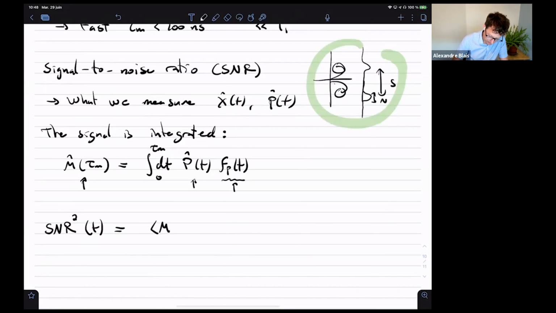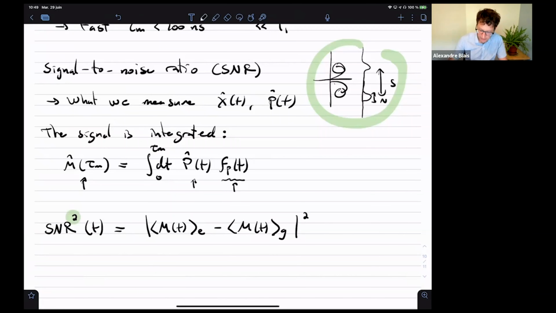The signal will be the measurement here up to some time t. I can decide to end at any time that I want. The measurement given that the qubit was excited minus the measurement given that the qubit was in the ground state. I'll take the absolute value of this, and because it's the SNR square, I'll simply add a square here, okay? And that again represents this difference.